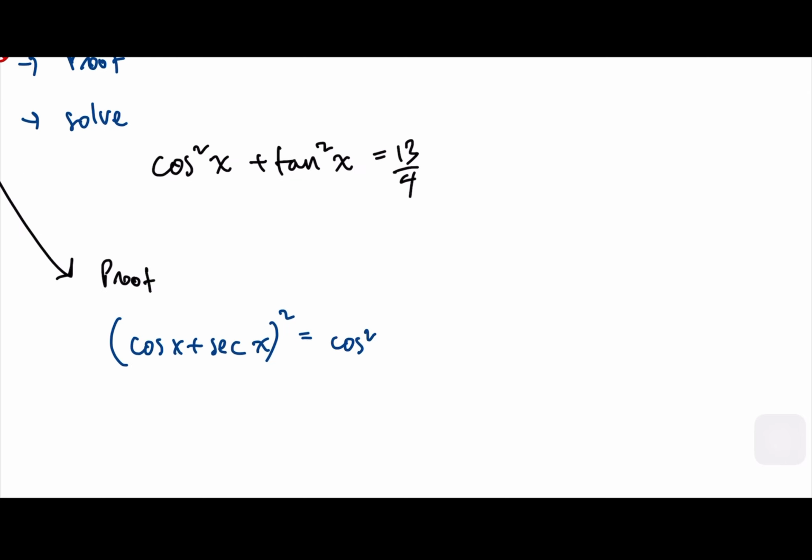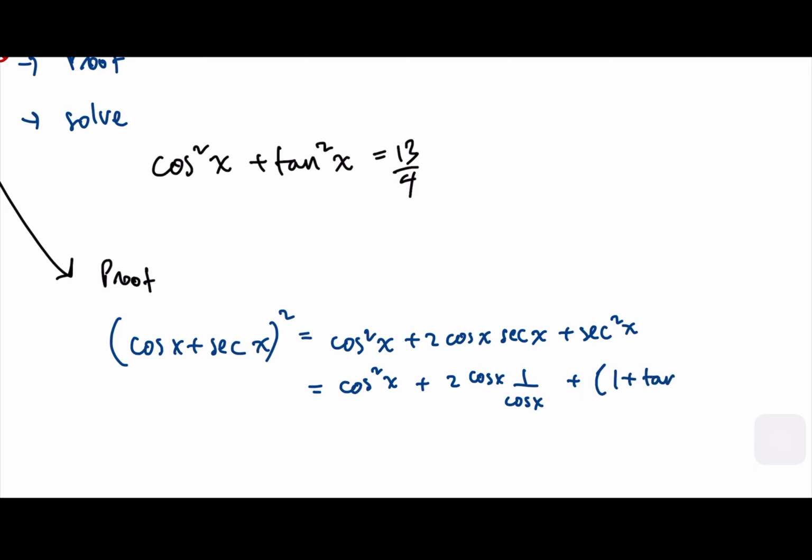This will result in cos squared x plus 2 cosine x secant x plus secant squared x. This will be cos squared x plus 2. This is cos x like that. And the secant we can rewrite as 1 plus tangent squared x. This will be cancelled and we will get cos squared x plus tangent squared x plus 3.